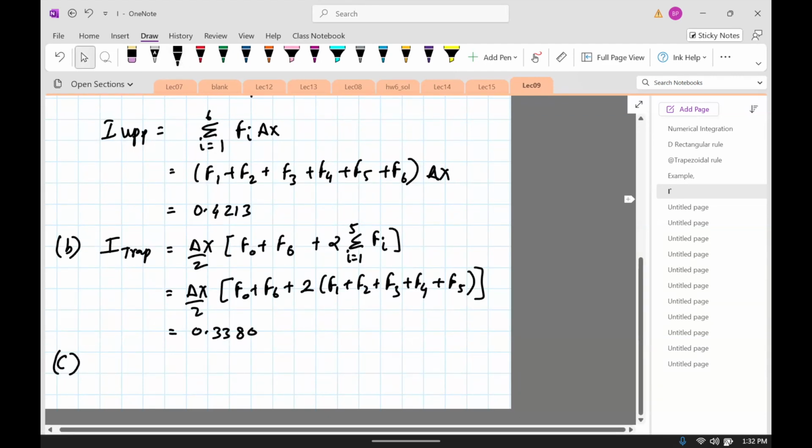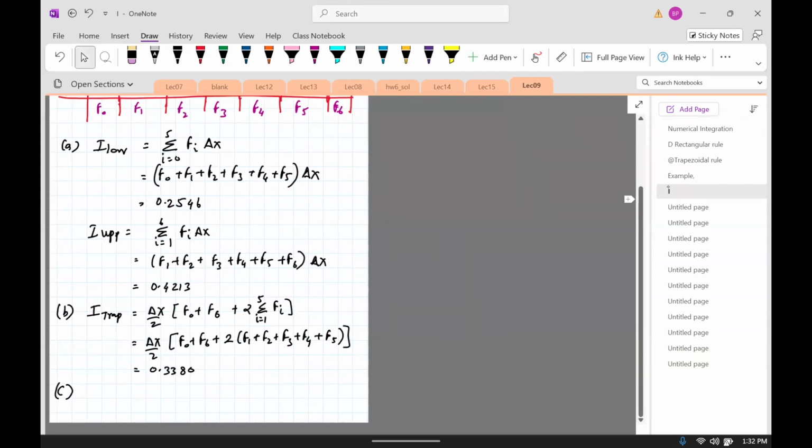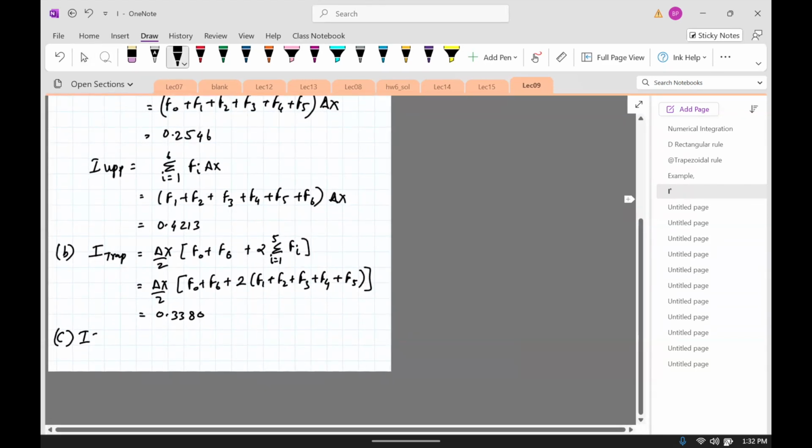Okay, that is just use the values from the table. Everything is given here. And then C is the analytical expression. So if you do 0 to 1, x squared dx, x cubed divided by 3, upper limit is 1, lower limit is 0. So it's 1/3 minus 0. So 1/3 is 0.3333. This is the true value, right? 0.333.